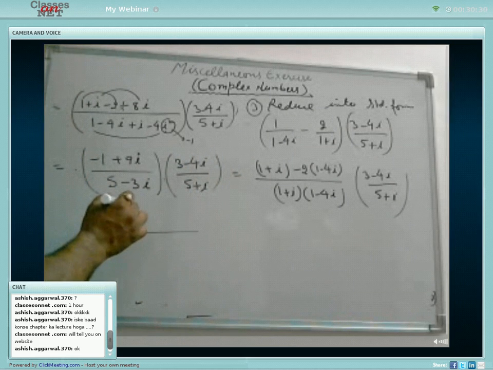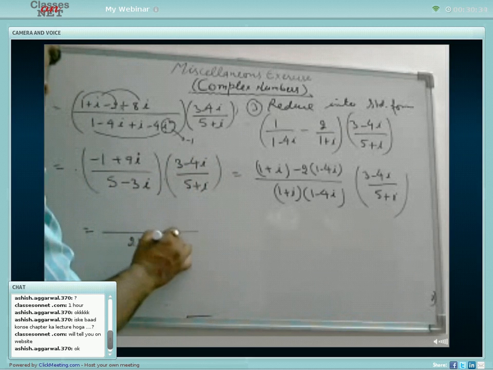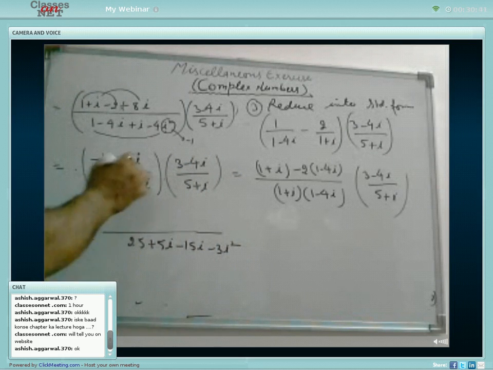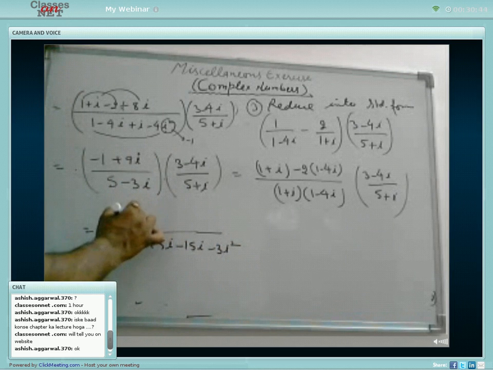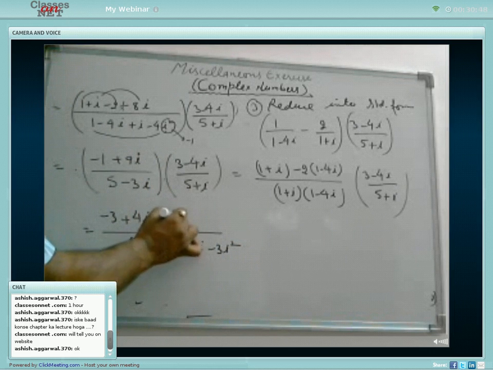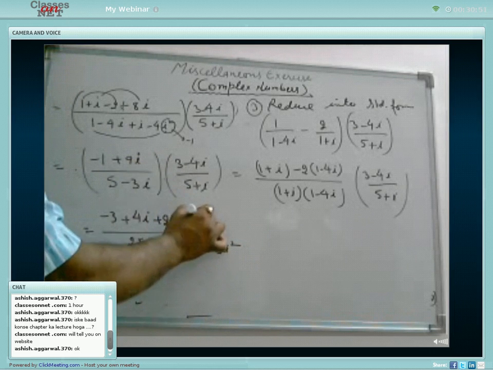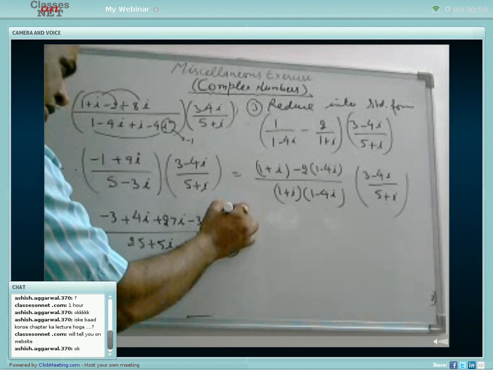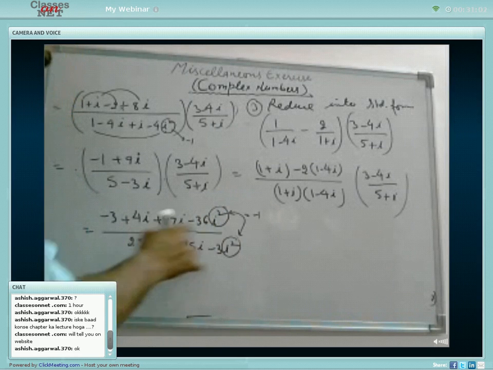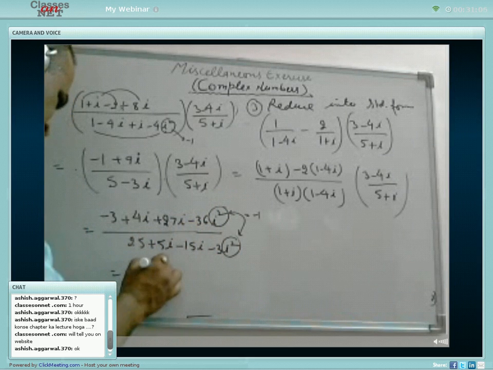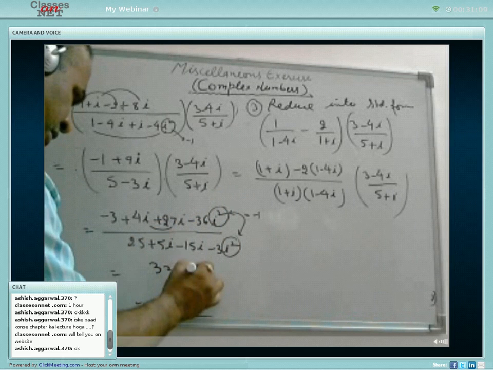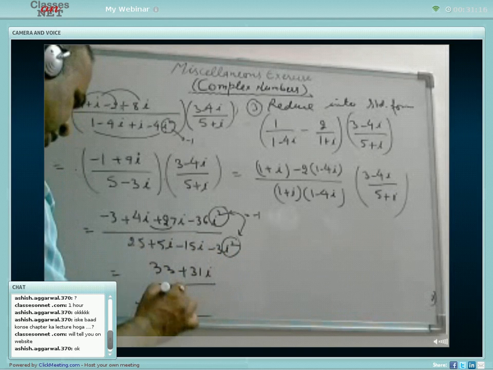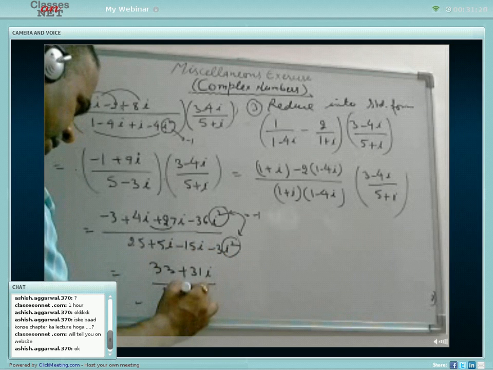Again, simplify this. That gives me 25 plus 5 iota minus 15 iota minus 3 iota square. Again this is minus 3, minus minus plus 4 iota, plus 27 iota minus 36 into iota square. Again using iota square both in the numerator as well as in the denominator, putting these equal to minus 1, it becomes plus 36 minus 3, 33, plus this is 31 iota. Similarly it is minus 1, that makes it 3, 3 plus 25, that makes it 28 minus 10 iota.